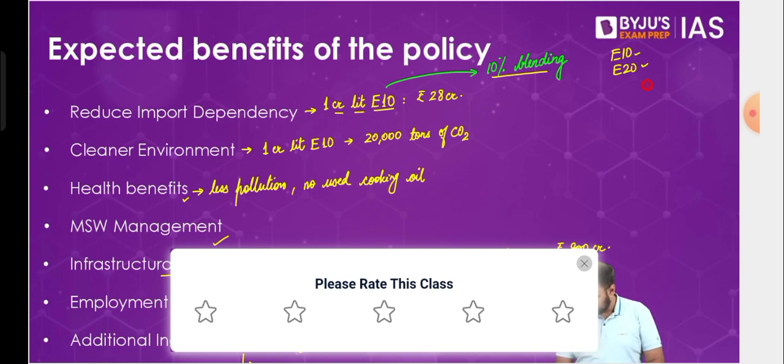What does it mean with 220,000? No, so I'm just saying that 20,000 tons of carbon dioxide can be saved. Lesser emission will happen with 1 crore liters of E10 fuel. So that is what we mean here.